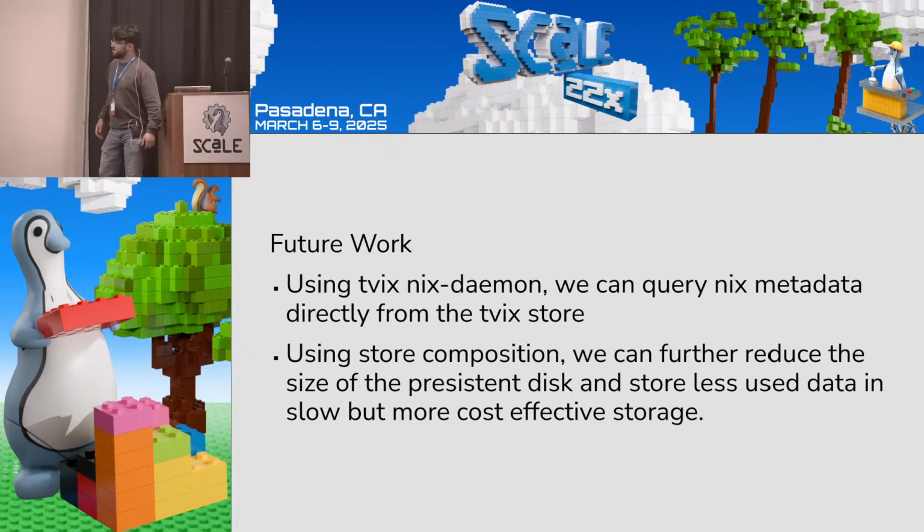So what's some future work we can do? So using the Tvix Nix daemon, like I mentioned, we could just query the metadata directly from Tvix store. We don't need to have the SQLite database. Now, using store composition, if we have this Nix daemon for the metadata, now we can start using these cloud backends. We could maybe even remove the persistent disk entirely and just have the LRU cache that I mentioned before. So all this is, once the Tvix Nix daemon is ready, we can do all this fun stuff.